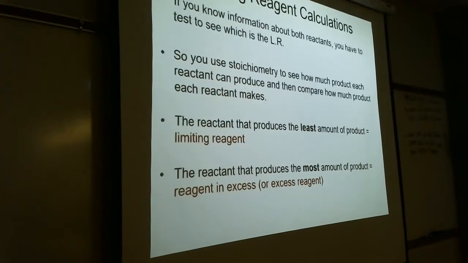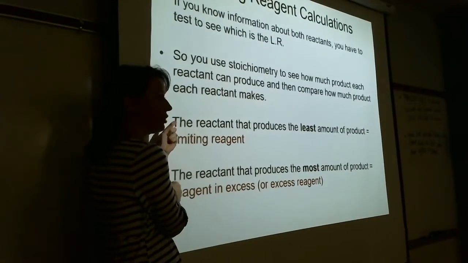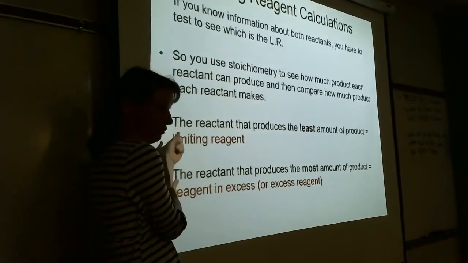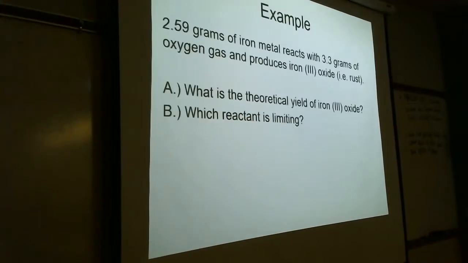So the limiting reagent calculations are exactly the same. I know this is a lot of writing. Boil it all down: you're going to do the stoichiometry problem, the calculation, twice. And then you're going to pick the smaller number. That's all this says. So let's just do an example.